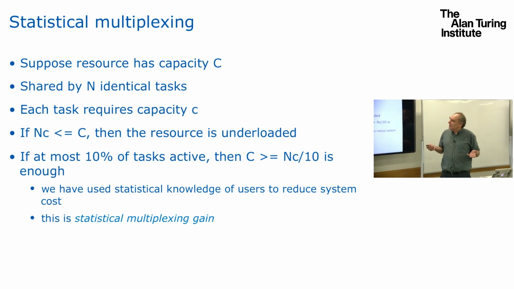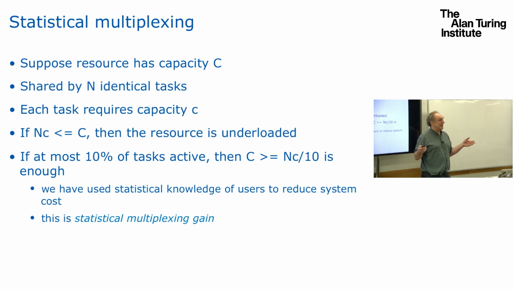So if you've got n identical tasks, each requires capacity C. If NC, the specific capacity for each task times the number of tasks, is less than the overall demand, then the resource is fine, so you can multiplex it. If 10% of tasks are active, then we can get away with 10% of the resource total and still meet the demands. Okay? So we need to know those basic statistics, but we also need to know about the variance, because you could get unlucky. It could be that people all arrive with their demand at the same time.